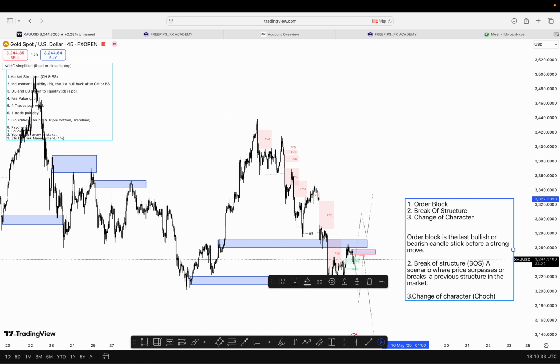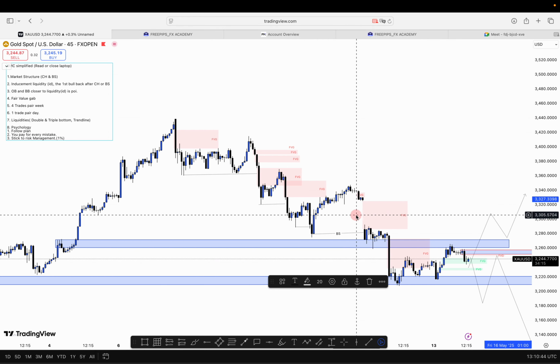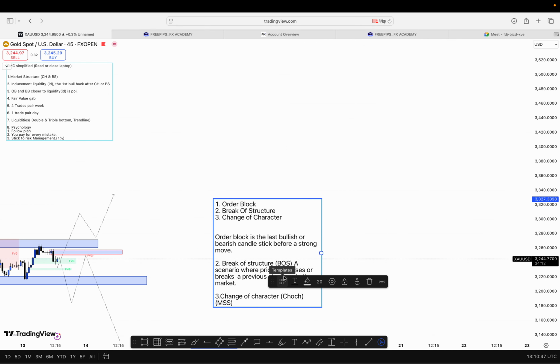If you don't see CHoCH and you see MSS, it's called market structure shift. Let's identify market structure shift. What is change of character? Change of character simply means the structure being moved from either bullish to bearish, or the reverse. Let me define it for you. An indication that a trend has ended and a new one is about to begin in the opposite direction.